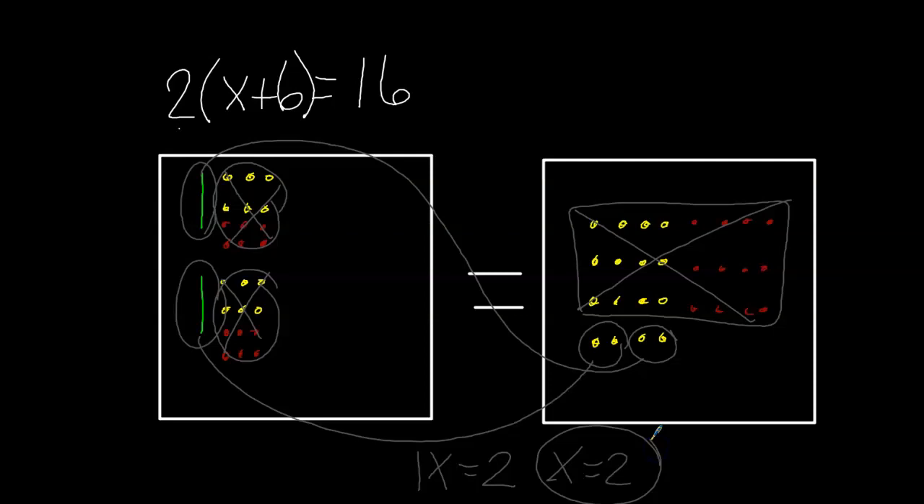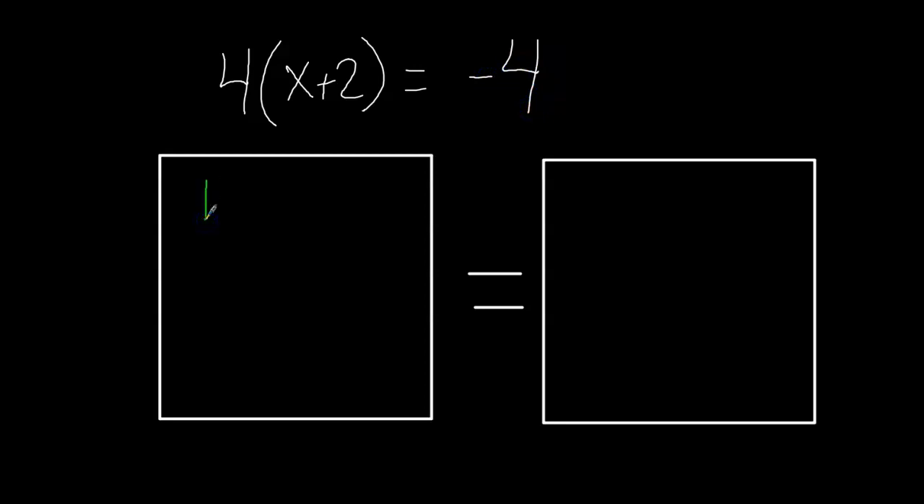All right. Next problem, you're going to have the same setup. So next problem, we have 4(x + 2) = -4. So I have 4 groups of x plus 2. So there's one group, and I need 4 of those. And then it is equal to -4. So I have 4 negatives over here.